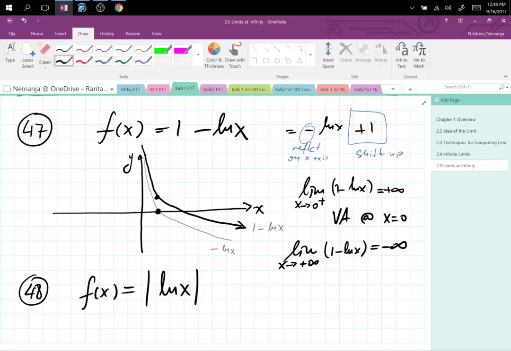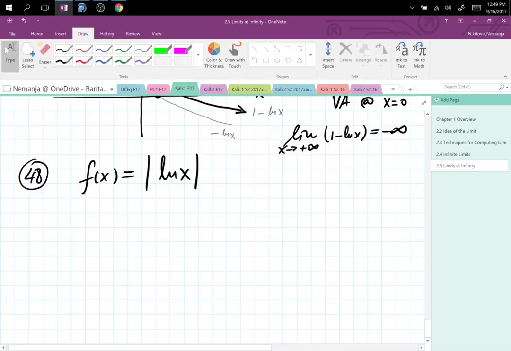Function is decreasing, has no min max, right? That's all other stuff that we will eventually add to this list. But now we were considering asymptotes, we were considering these things. Now, the next part is the absolute value of ln x. And I believe I talked about this, right, the first day. Exactly this function.